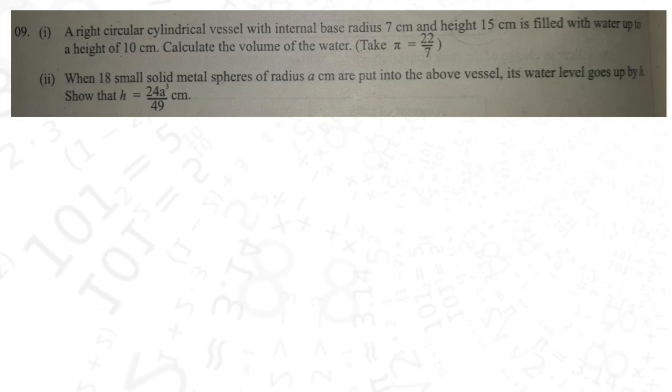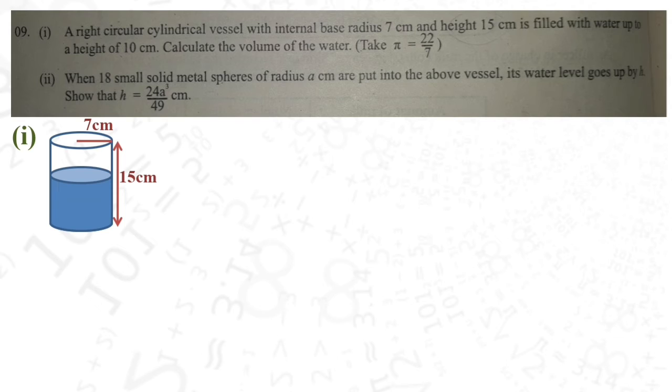Okay, to find out the answer for this question, I suggest you draw a figure by reading the question. A right circular cylindrical vessel, radius is 7 cm and height is 15 cm, and it is filled with water up to a height of 10 cm. Now they ask you to find out the volume of the water.